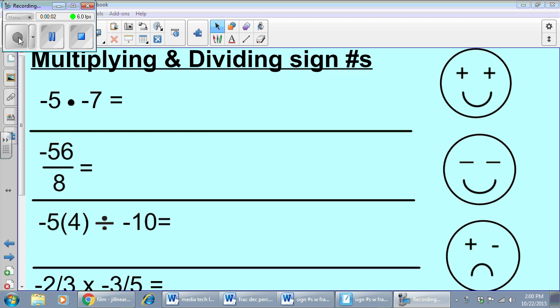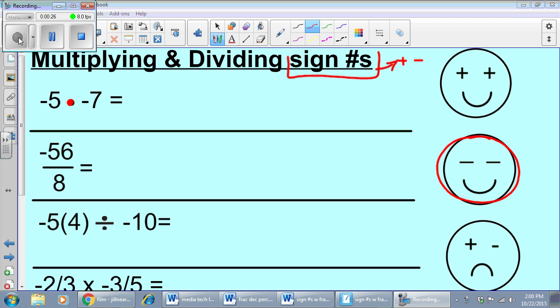Okay, so today we'll be looking at multiplying and dividing with sign numbers. And by this term, sign numbers, what we mean is numbers that have different positive and or negative signs in front of them. So our first problem says -5 times -7. And we know that this dot signals multiplication. So we'll take a look over here at the faces to help us remember the rules.